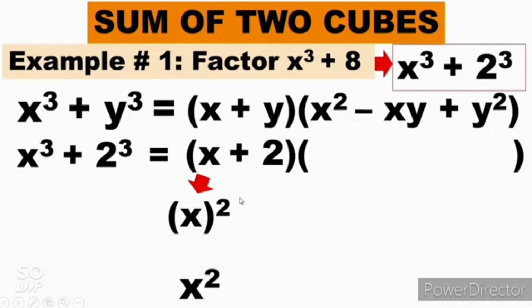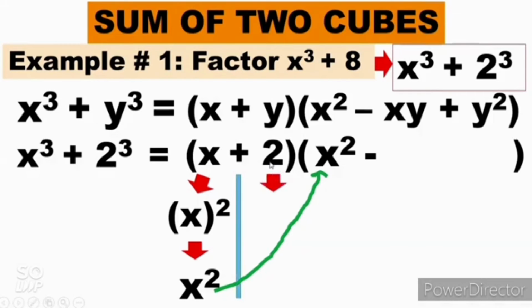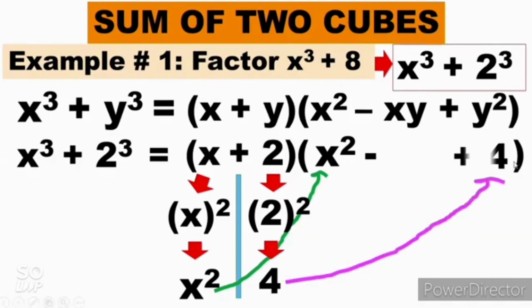So, x square is equal to x square. So, yung x square na yan, yun yung ilalagay natin doon sa first term ng trinomial. Okay, then, yung 2, yung second term ng binomial, square din natin. So, we have 2 square. 2 square is equal to, 2 times 2 is equal to 4. So, yung 4 na yan, ilalagay natin doon sa last term ng trinomial factor.